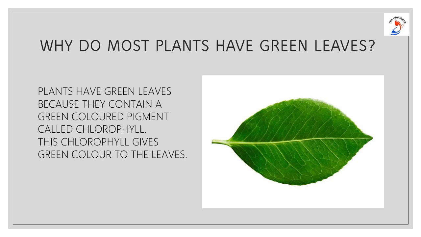Why do most plants have green leaves? Plants have green leaves because they contain a green colored pigment called chlorophyll. This chlorophyll gives green color to the leaves.